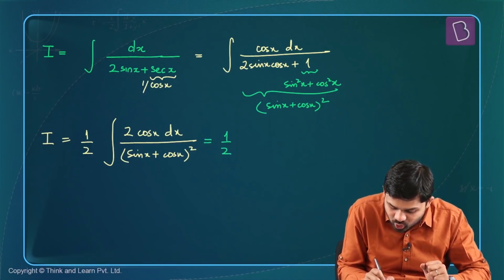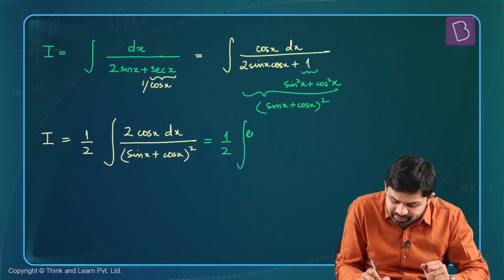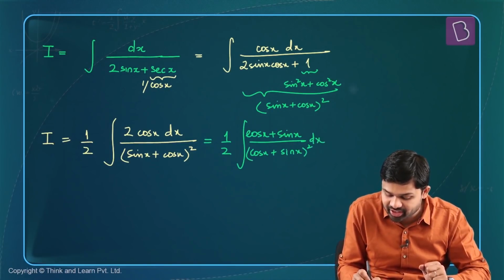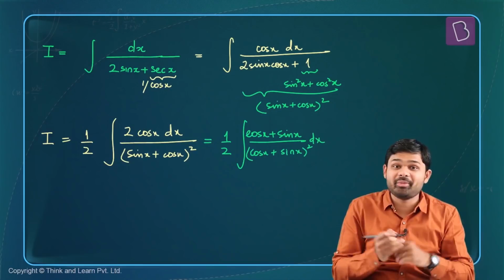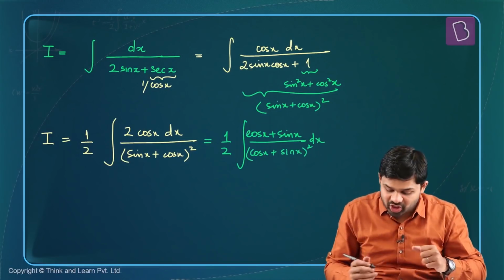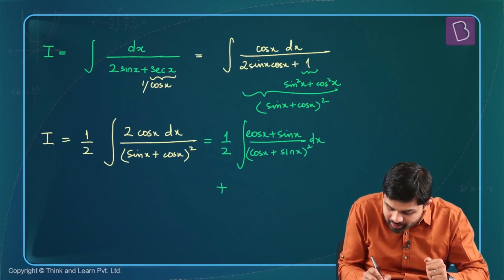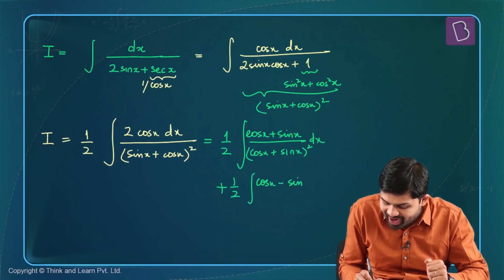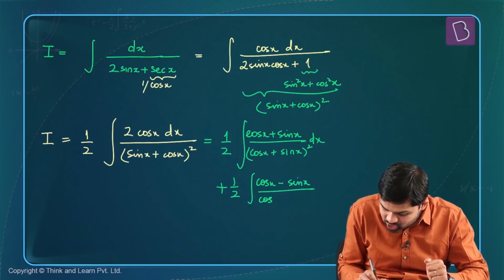So this will be nothing but 1/2 of the integral of cos x plus sin x by cos x plus sin x the whole square. Well, this is an interesting integration because the numerator and the denominator are multiples of each other, and this is going to be added to 1/2 of the integral of cos x minus sin x. We have added sin x, so we have to subtract sin x. So that has cos x plus sin x the whole square in the denominator.